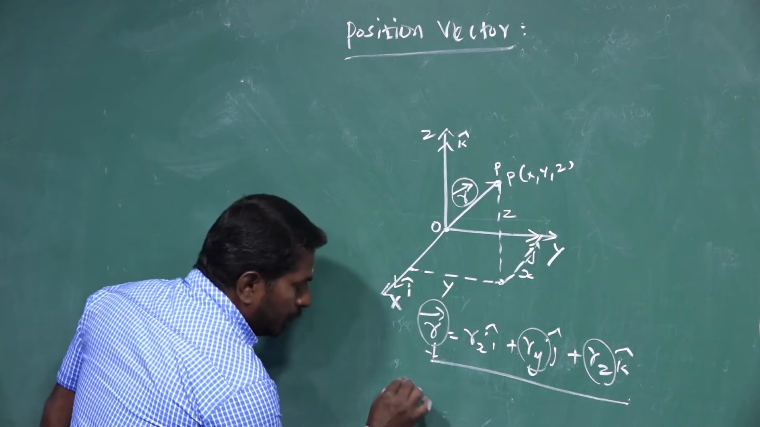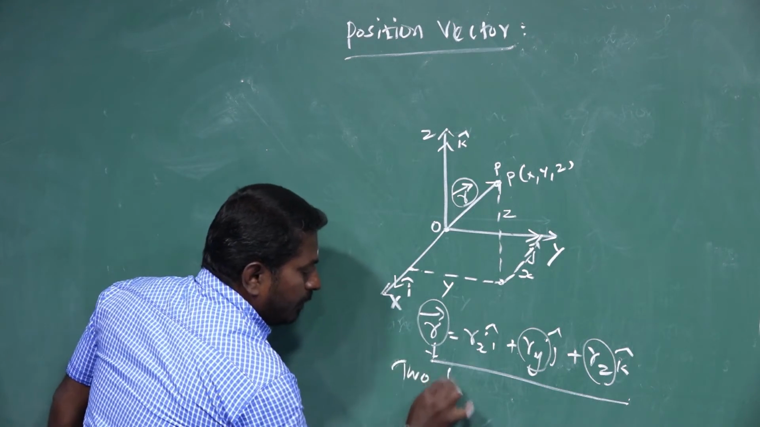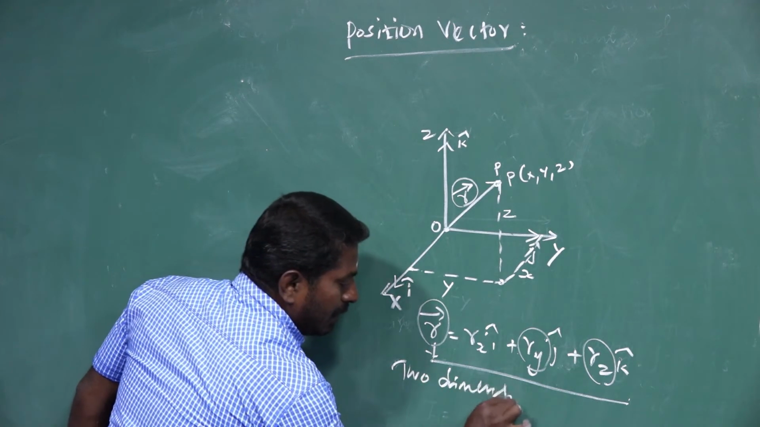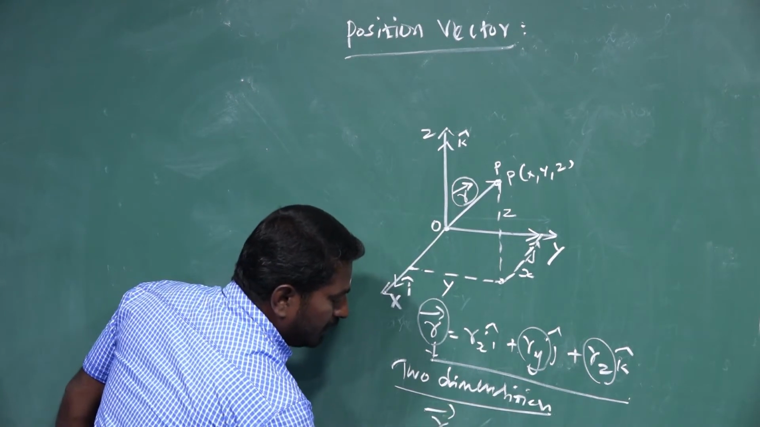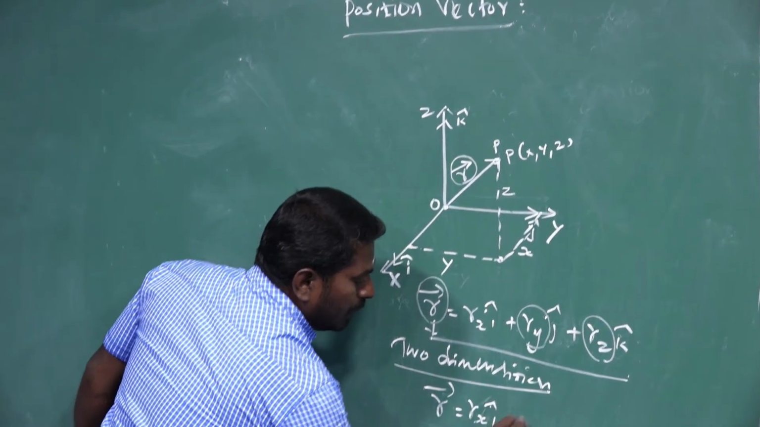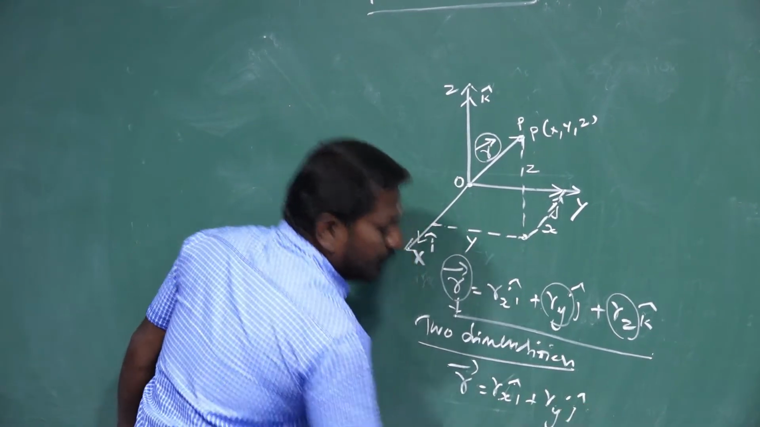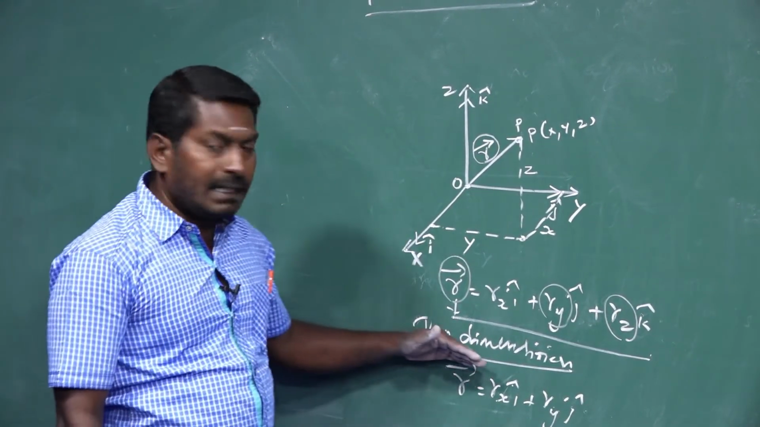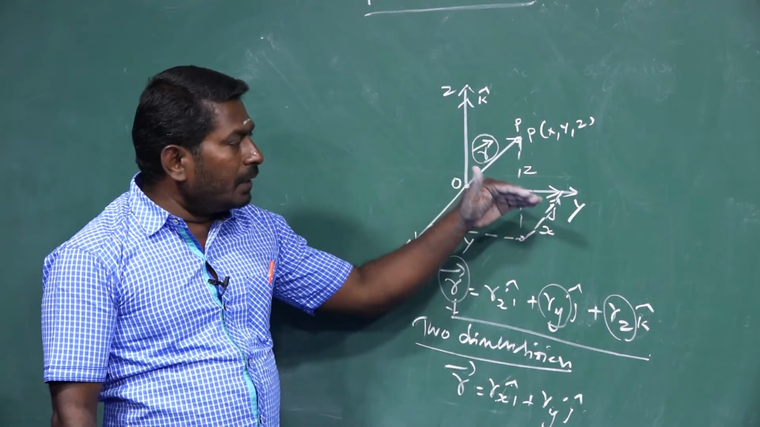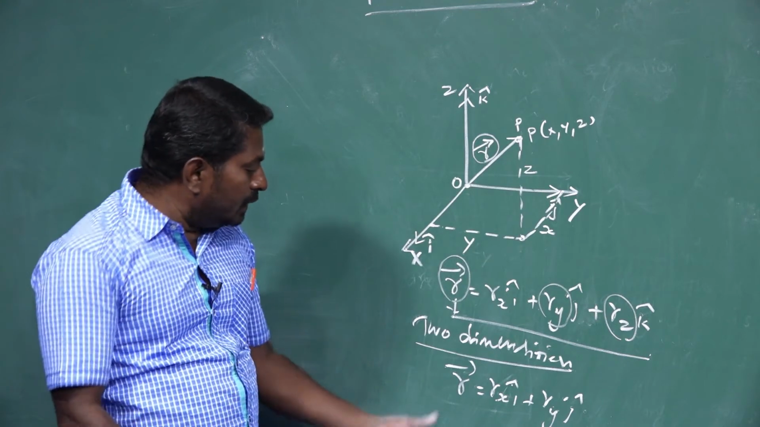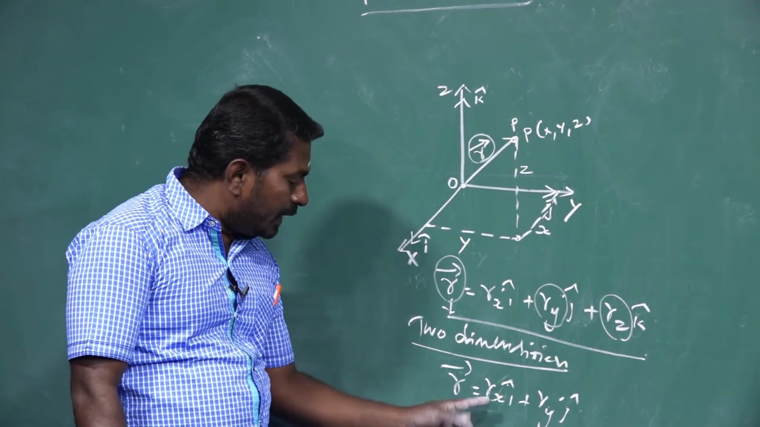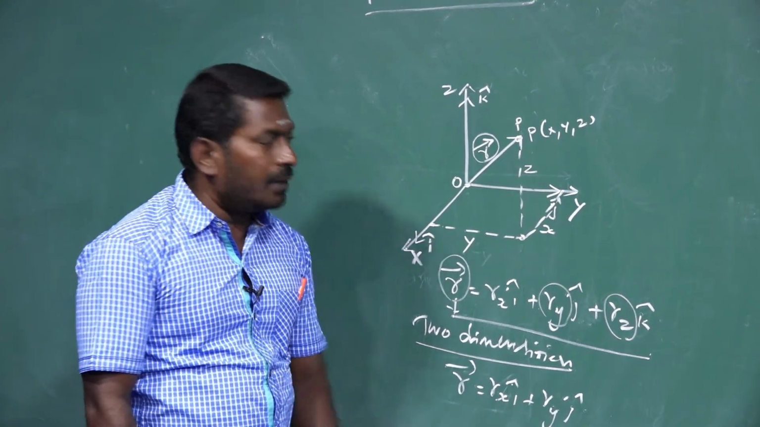So on the basis of 2 dimensions, position vector R vector is equal to Rx i cap plus Ry j cap. This is if a particle is traveling in a plane, the position of the particle at any instant of time can be described with the help of only two coordinate axes. So position vector R vector is equal to Rx i cap plus Ry j cap.